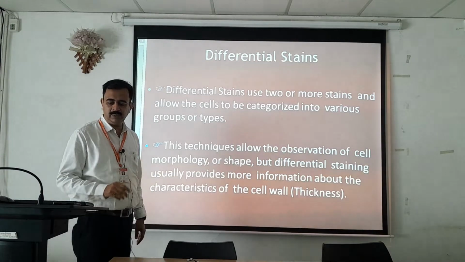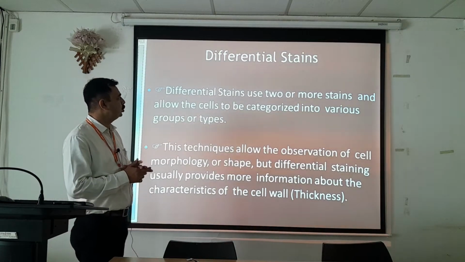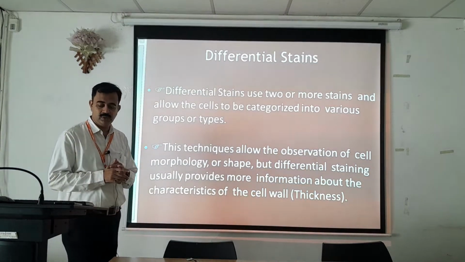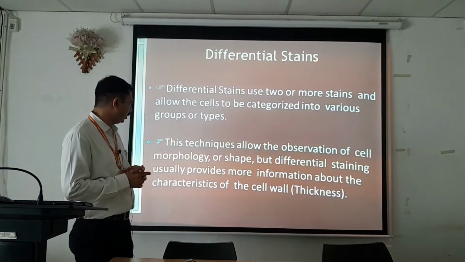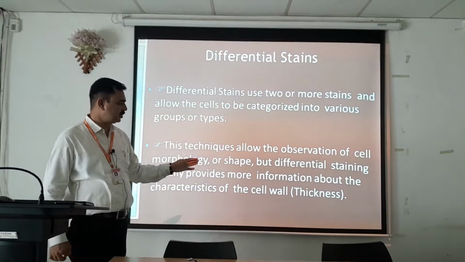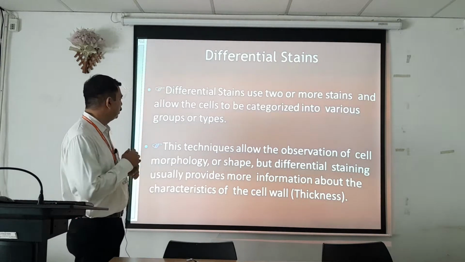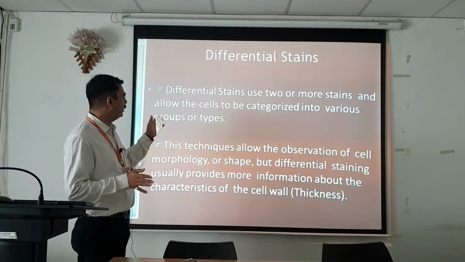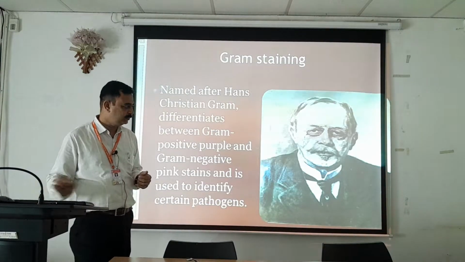Now we come to one of the most important parts. Differential stains use two or more stains and allow the cells to be categorized into various groups or types. This technique allows the observation of cell morphology or shape, but differential staining usually provides more information about the characteristics of the cell, such as the thickness of the cell wall. So a differential stain uses more than one stain and helps in differentiating between the two types of bacteria being seen.